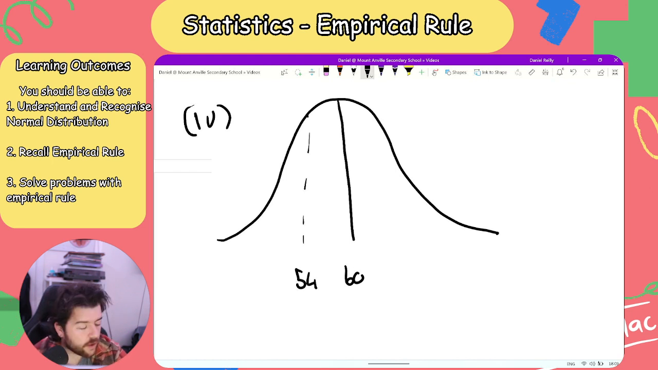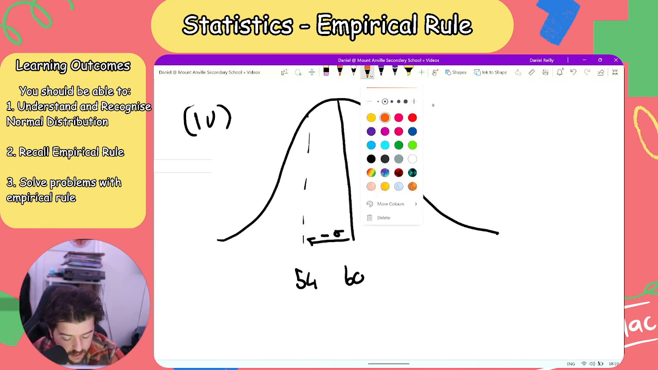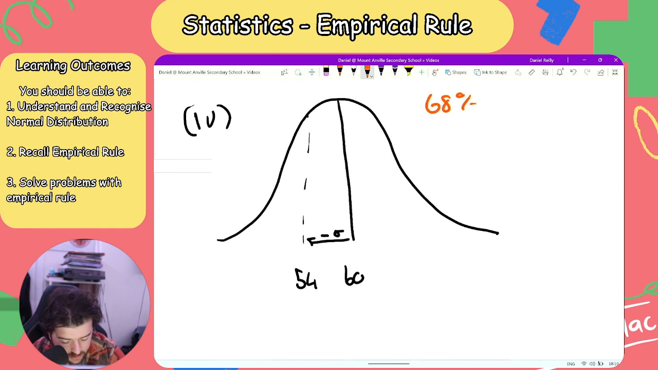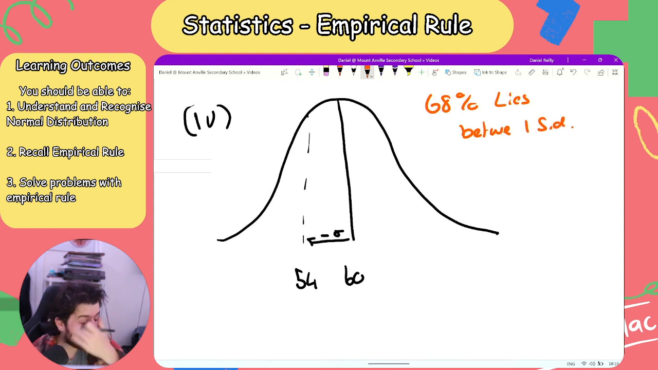54. Right, what do we recognize now, the relationship between 54 and 60? Well, we should be able to recognize that that is 1 standard deviation below the mean. Now, we know our empirical rule states 68% of my data lies between 1 standard deviation, so 1 standard deviation above and below the mean. But it's only below the mean here. And so using our symmetrical property, we know that this area is going to equal 34%.